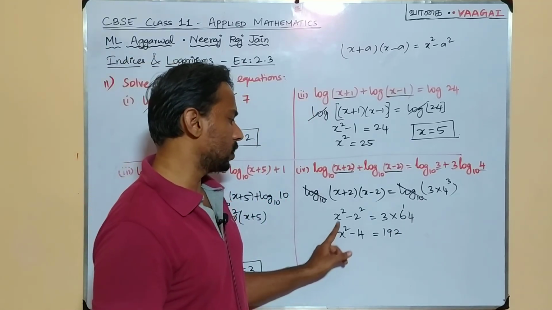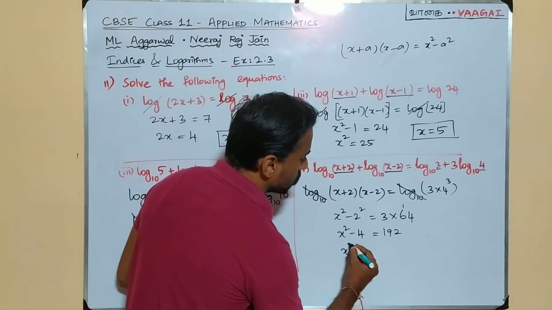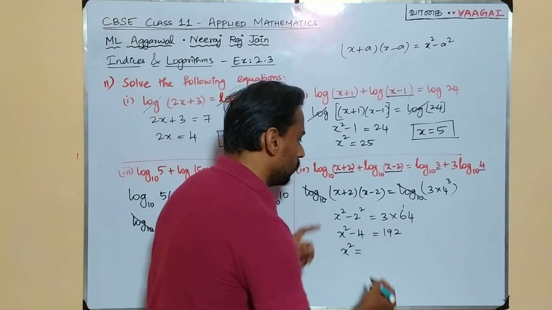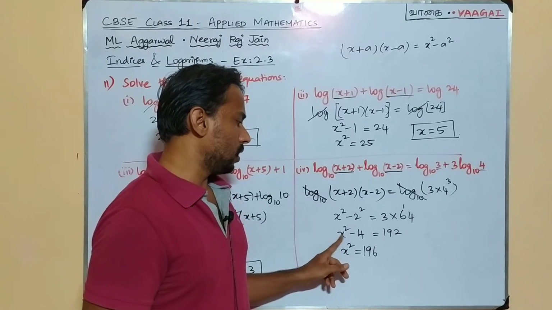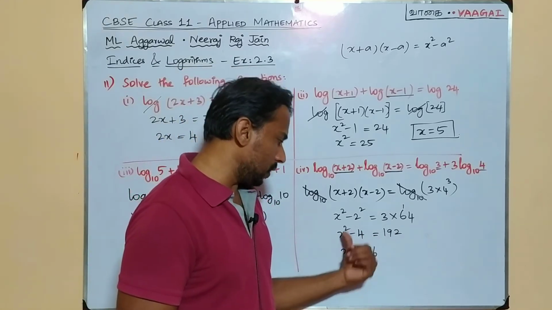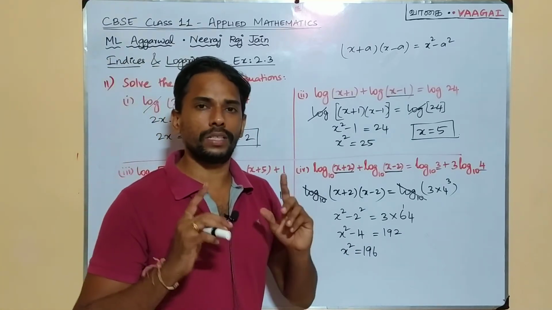So we got overall x square minus 4 is equal to 192, and that means x square is equal to what? 192 plus 4, which is going to be 196. I hope it is clear to you. So we got x square is equal to this 4, this minus 4 goes there, it becomes plus 4. So 192 plus 4, it's going to be 196. So we got x square is equal to 196.